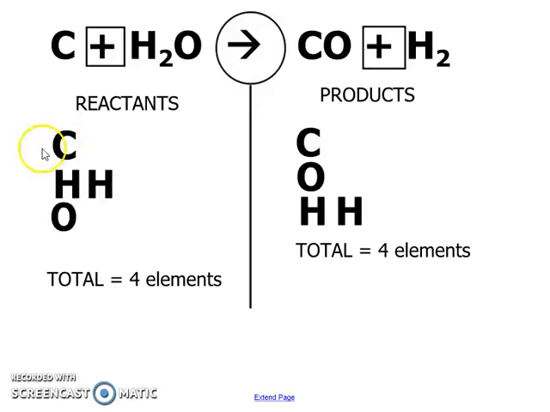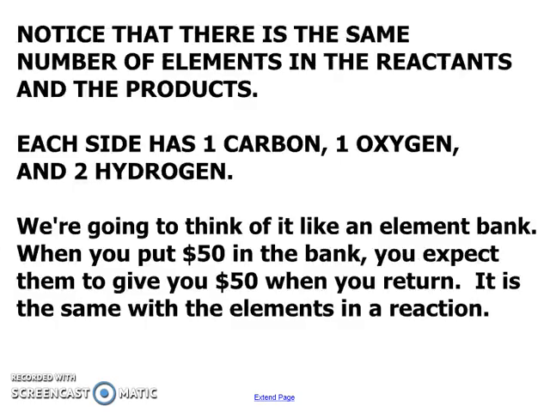So we have 1 part C, we have H2, so that subscript tells us we have 2 parts hydrogen, and then we also have an O. So your total on this side is 4 elements. And then if we go to this side, we have a C, we have an O, and then we have H2 with that subscript, so we know that we have 2 parts H. The reactants and the products both total up to 4, so that is how we prove the law of conservation of matter. Notice you have the same number on each side, so there's 1 part carbon, 1 part oxygen, and 2 parts hydrogen.